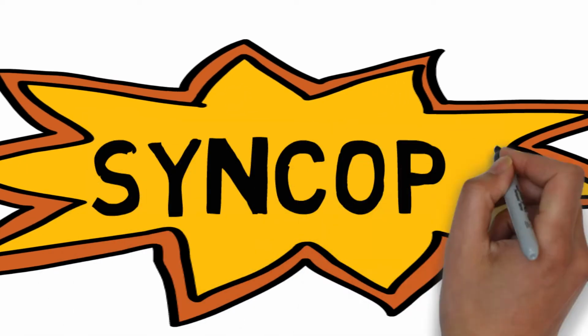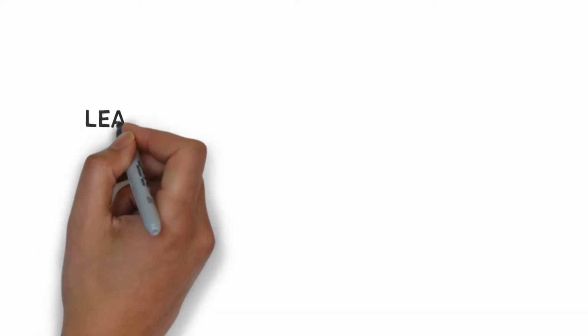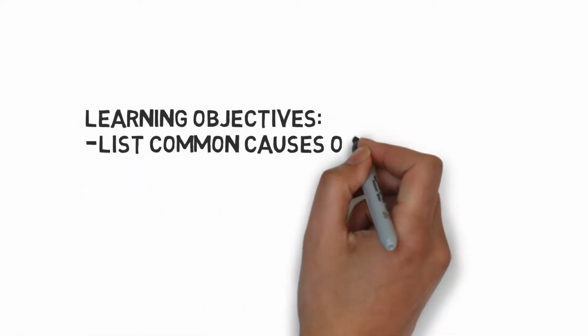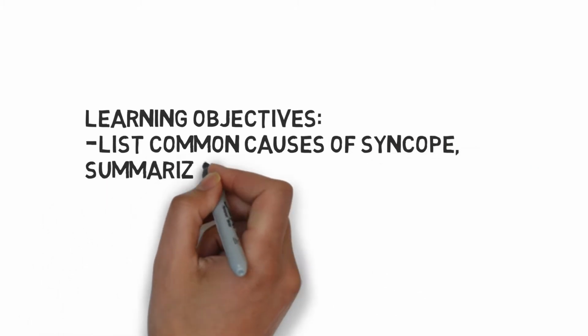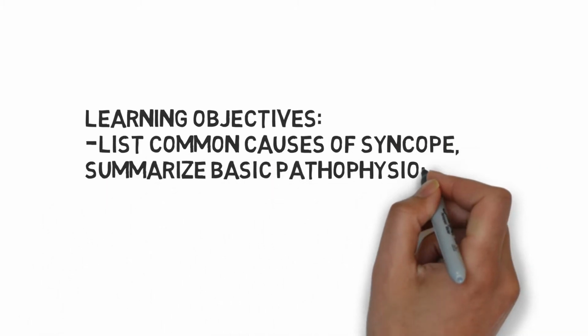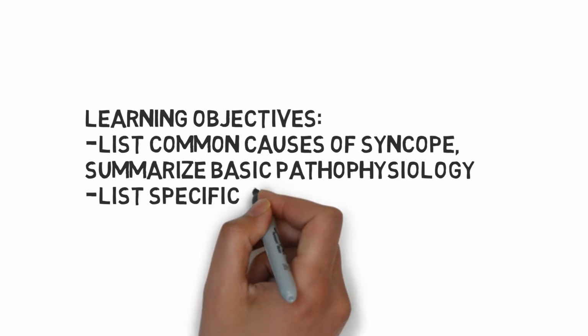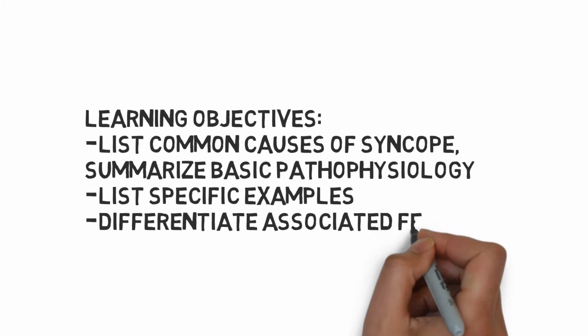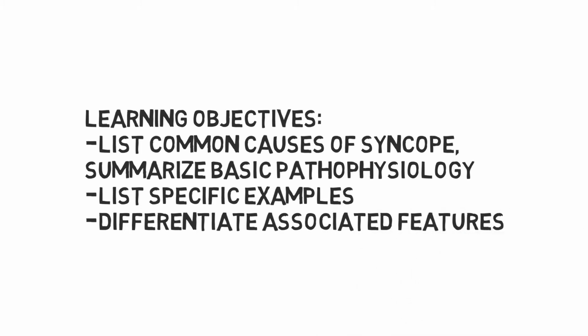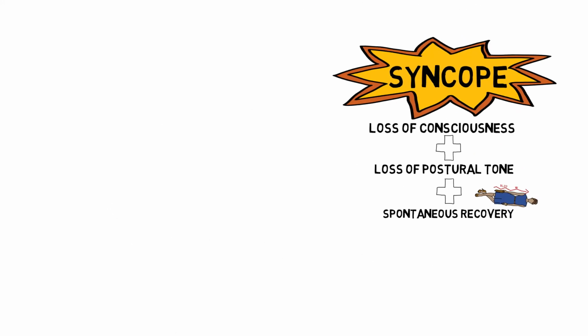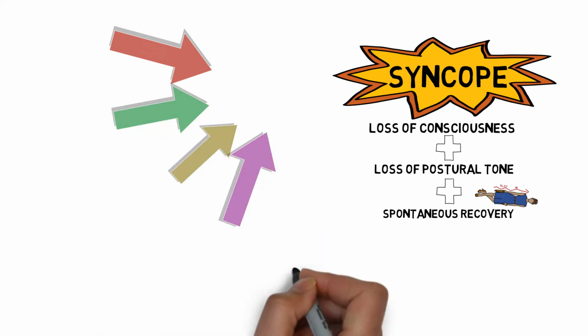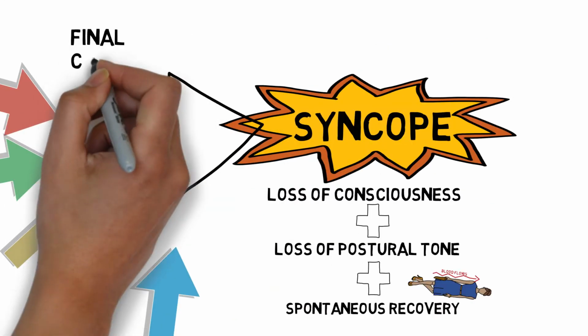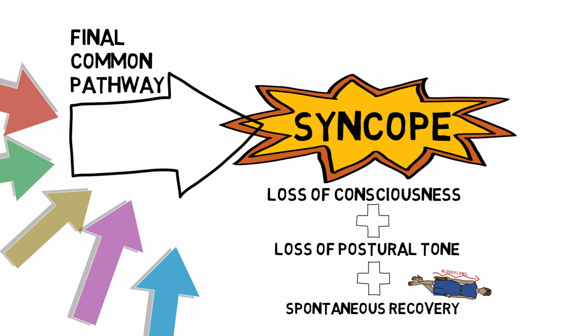We're talking about syncope, and we're going to focus for a few minutes on causes of syncope. By the end of this video, you should be able to list the common causes of syncope and summarize the basic pathophysiology. You'll be able to list specific examples of conditions that cause syncope and to differentiate associated features of different causes of syncope.